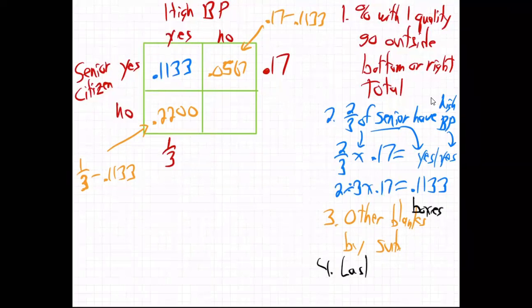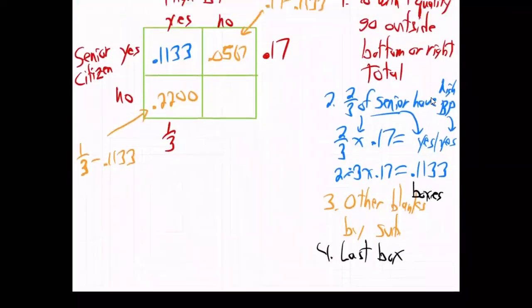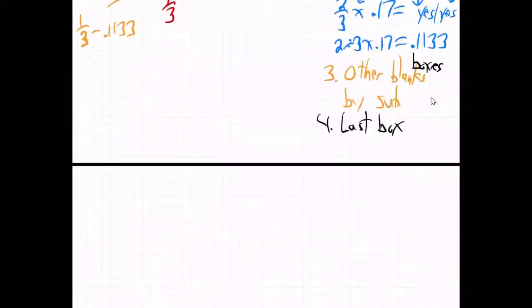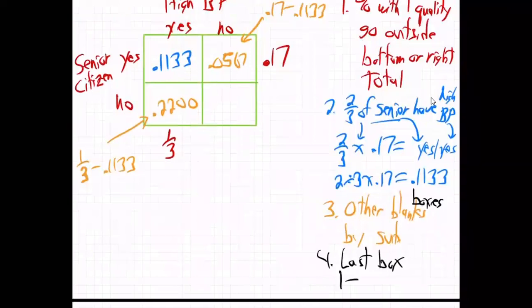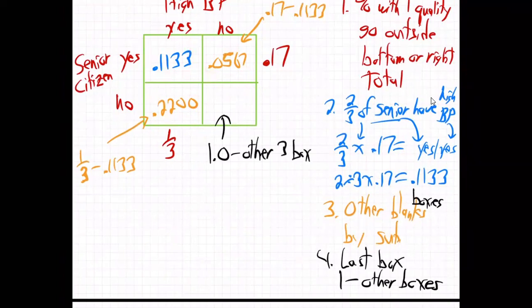All right. And so now we've got those blanks, and then the last of the other boxes, I should have said. The last box is 1 minus the other boxes, right? Because these 4 boxes have to make 100% or decimal 1.0. So this box is 1.0 or 1 minus the other 3 boxes. So you just take 1 minus the other 3 boxes. And I'm getting 0.61.